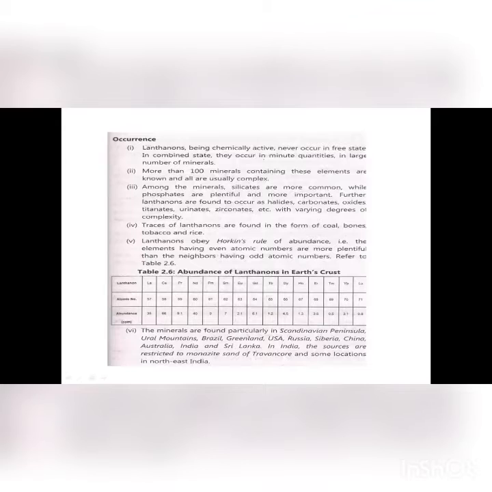Now, if we look at the occurrence of all these elements, the lanthanides, being chemically very active, because of their reactivity, do not occur in nature in the free state. So they are always combined with non-metallic stuff, particularly oxides or carbonates or sometimes sulfides. More than 100 minerals containing these elements are known, and all are usually complex.